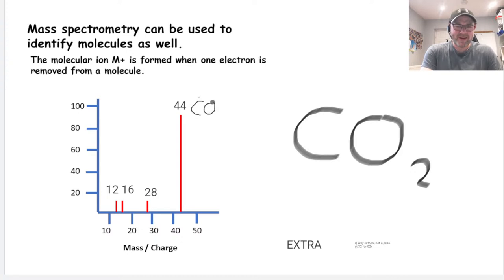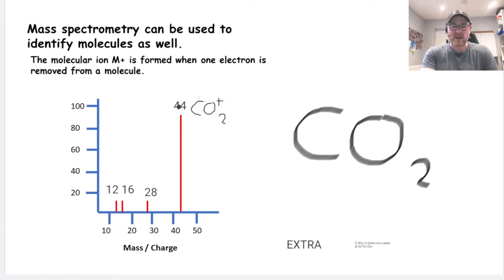44 is CO2 plus. So you can knock an electron off of a molecule as well and make an ion out of it. And the tallest peak, if your sample is a molecule, represents the mass of the molecule, the actual Mr, straight off. So we know straight away the tallest peak there is 44.